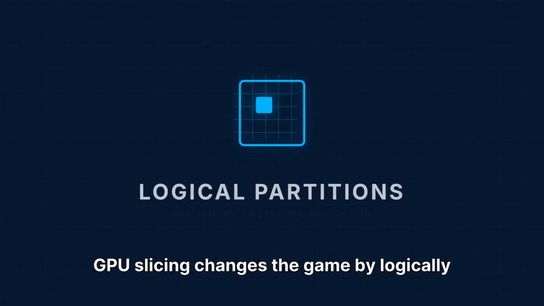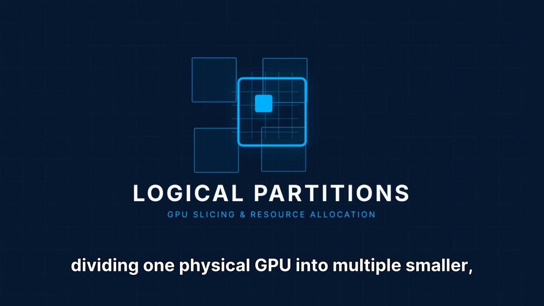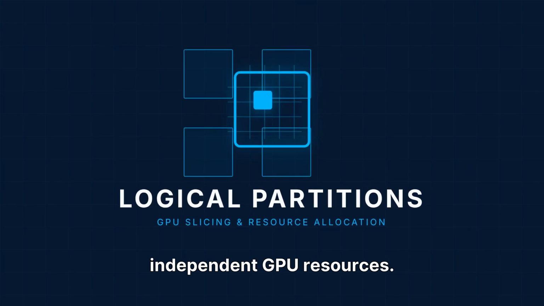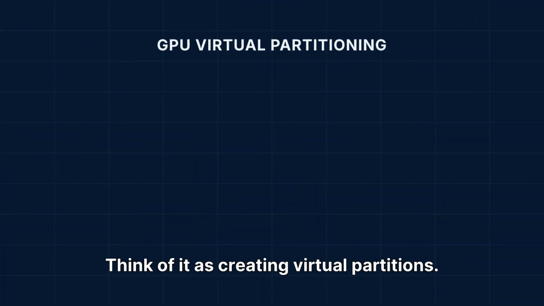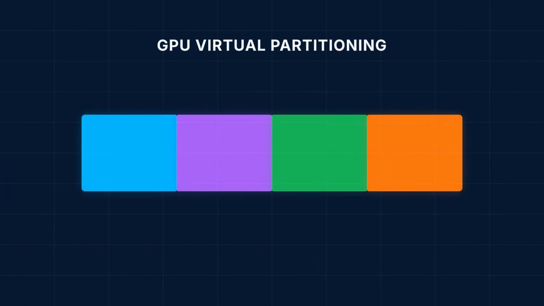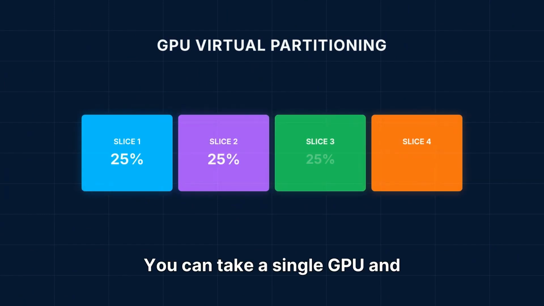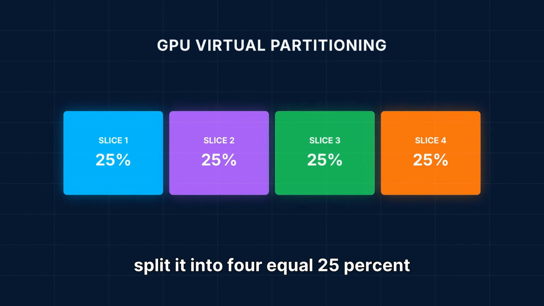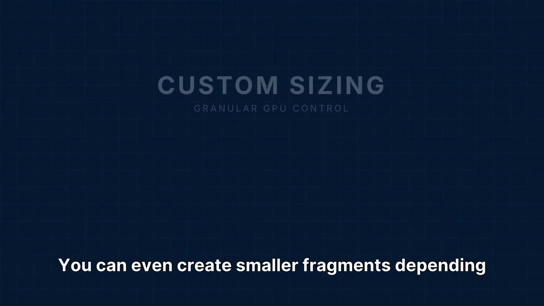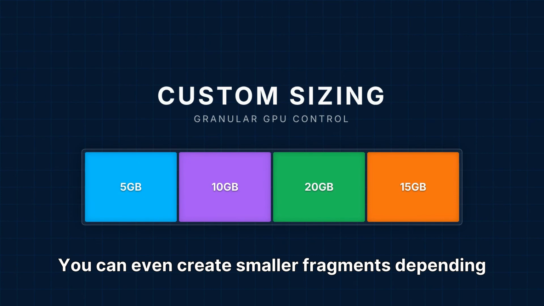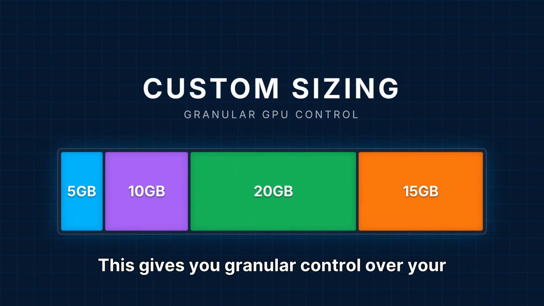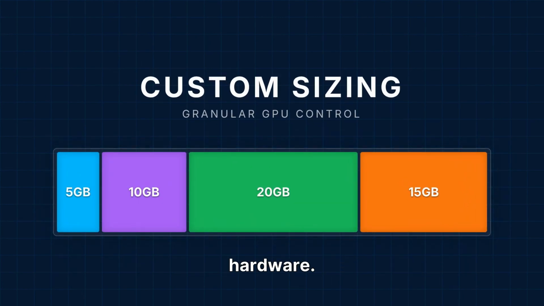GPU slicing changes the game by logically dividing one physical GPU into multiple smaller independent GPU resources. Think of it as creating virtual partitions. You can take a single GPU and split it into four equal 25% slices. You can even create smaller fragments depending on your specific needs. This gives you granular control over your hardware.